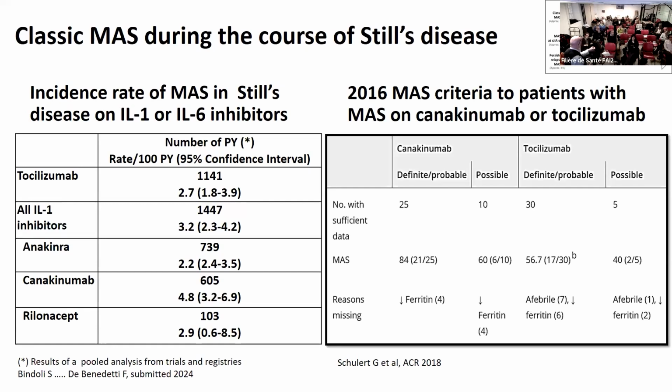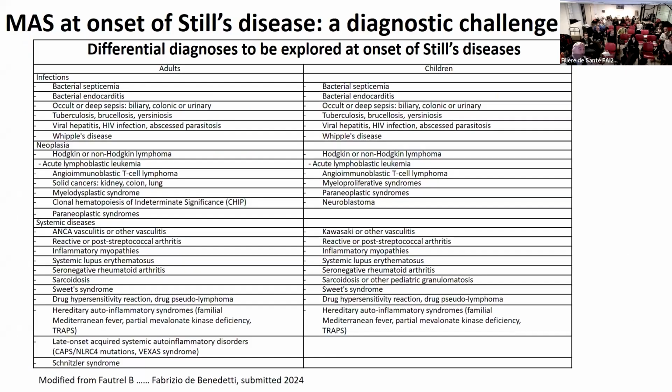These IL-1 and IL-6 inhibitors do change the clinical presentation of MAS a little bit: less fever, less ferritin increase. So be careful. The 2016 criteria were actually generated with real patients that were not receiving IL-1 or IL-6 inhibitors. So this is an analysis that was done later. Be aware of the possible nuances.